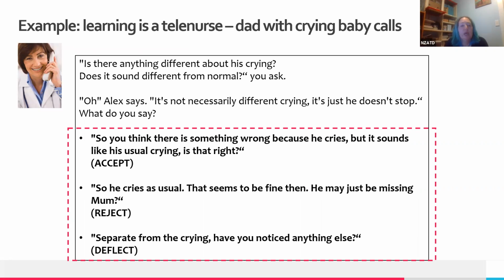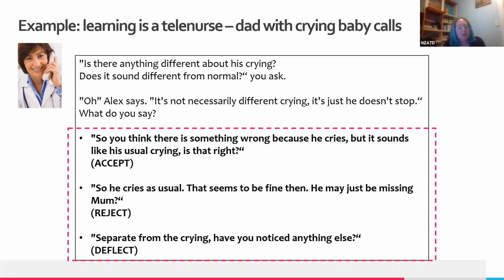So what does this mean for an example in a scenario? What I've got here is the learner is a telenurse, so a nurse on the phone. And like we have a lot now with COVID, nurses are on the phone and not seeing people live. So there's a dad who calls with a crying baby. Mom's out with her friends for the first time since birth, and dad's taking care of the baby. Sorry, I'm having a stereotype here again, but it's easy to use those to give the examples.